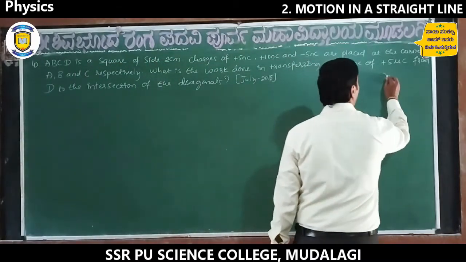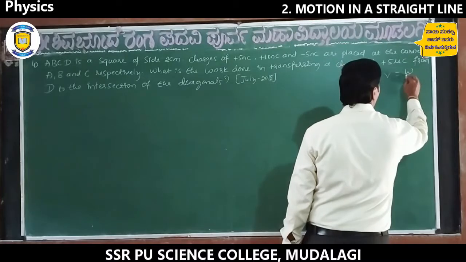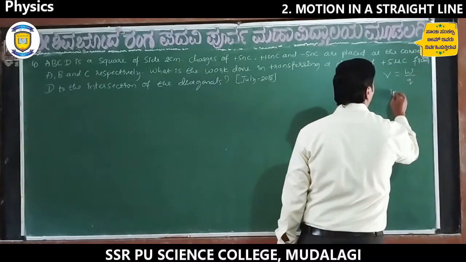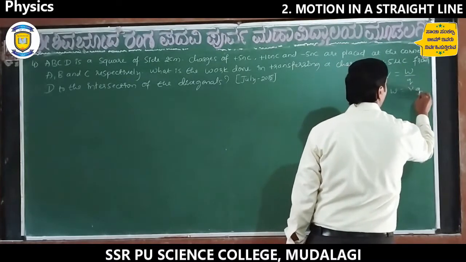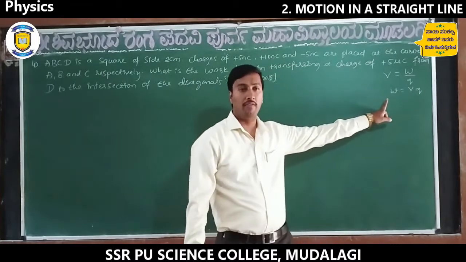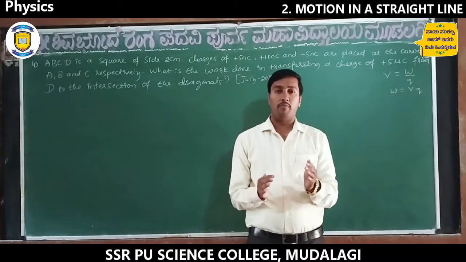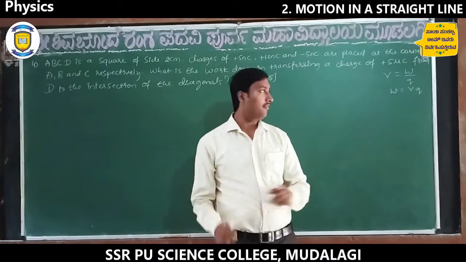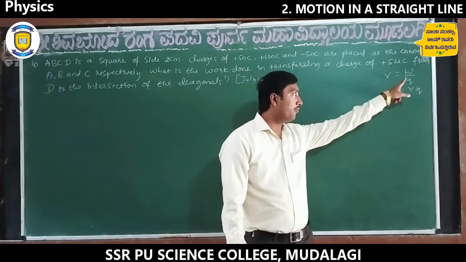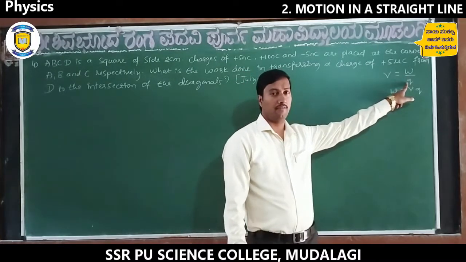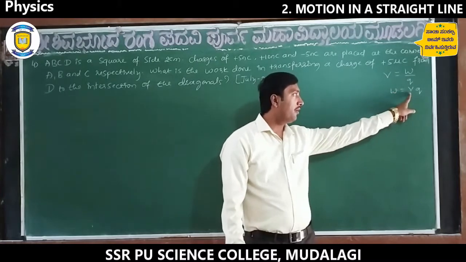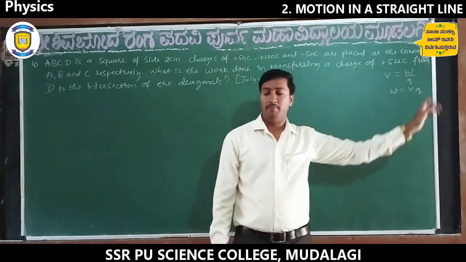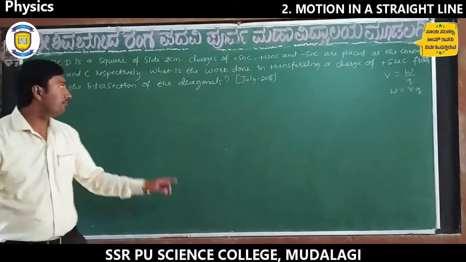The electric potential is equal to W by Q, and W is equal to V into Q. That is the formula. V equals 1 by 4 pi epsilon times Q by R, where Q means charge. So the electric potential is the work done per unit charge. So work done equals V into Q. Now, the problem.